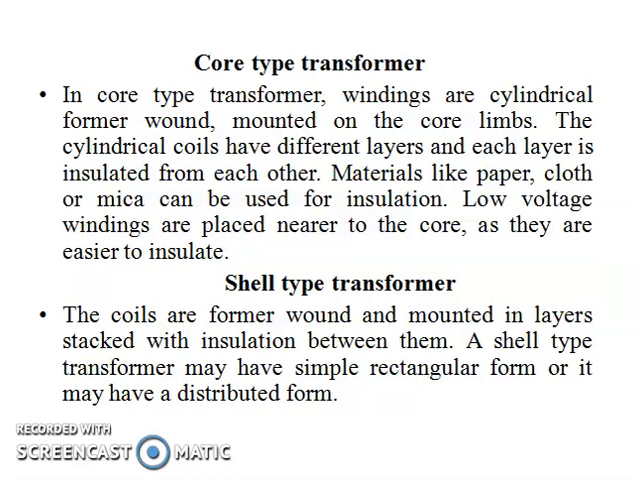Let us glance at what we mean by core type and what we mean by shell type. As the name itself suggests, here the windings are in cylindrical form, mounted on the core limbs. The cylindrical coils of the different layers are insulated from each other. Paper or mica is used for insulation. Usually the low voltage windings are placed nearer to the core, as they are easy to insulate.